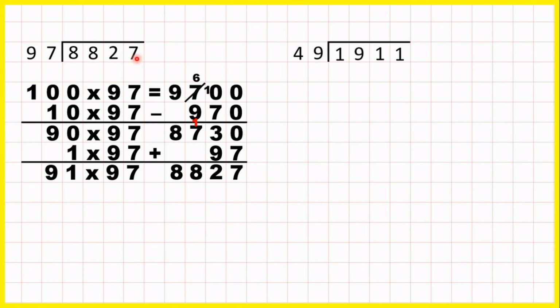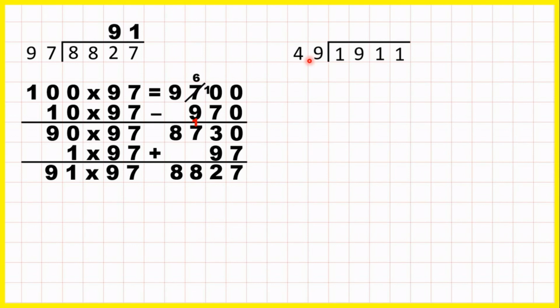We get to our dividend. So we got to 90 times 97, added another 97, so one more lot of 97, and that gives us the answer to 91 times 97. So 8,827 divided by 97 is 91, so that's our answer.